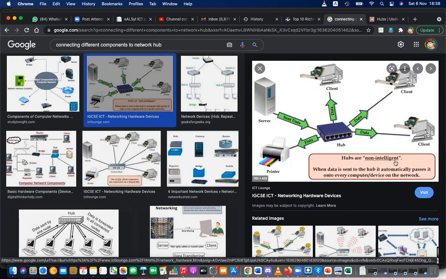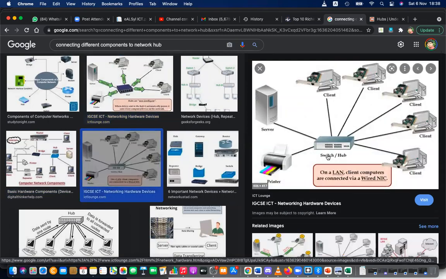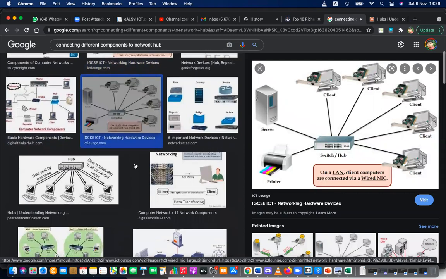Okay, hubs are unintelligent. That is true. But a printer is connected to this hub here. So hubs can be here, switch or hub, here also switch or hub. So both can be used to connect other components.